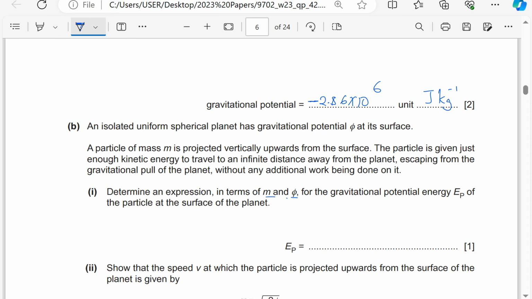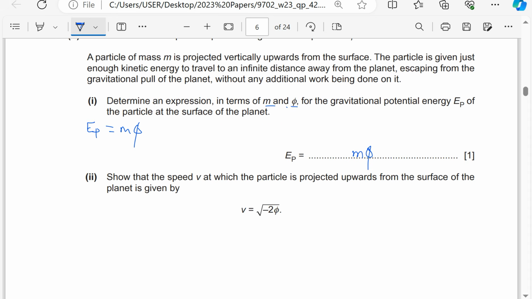The gravitational potential, by definition, is work done, which is phi, so potential energy is potential times mass. So this is going to be m times phi. Remember, phi is negative.